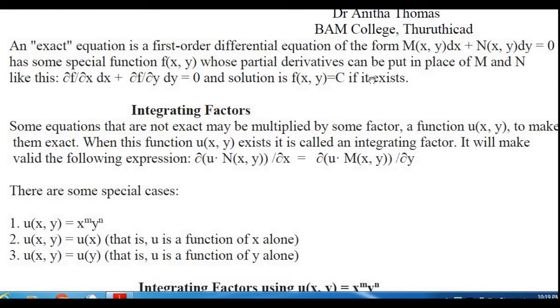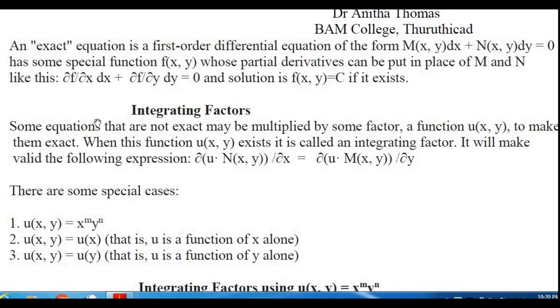So I have given a short definition of an exact equation. The structure of an exact equation is like this: M(x,y) dx + N(x,y) dy = 0, and it is exact if it can be written as the partial derivative of a function f(x,y) with respect to x into dx plus that with respect to y into dy equal to 0, or that equation can be represented as a total differential of a function f(x,y), and its solution is f(x,y) = c, if it exists.